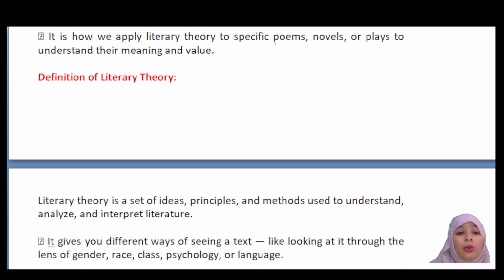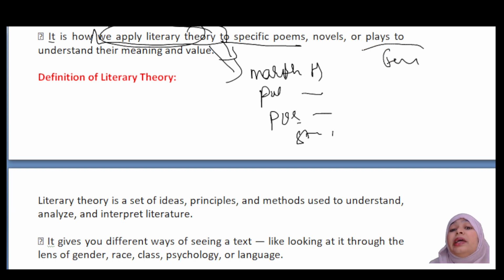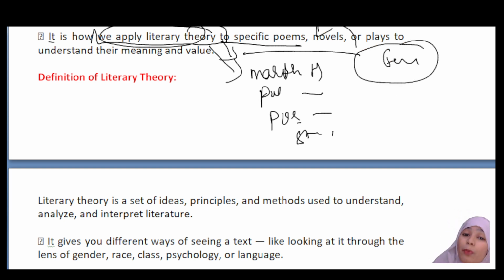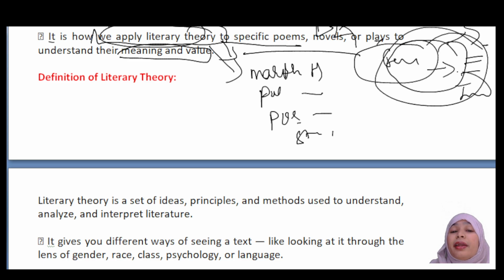Let's come on. So furthermore, how do we apply literary theory to a specific poem? See, I just told you now, this is how we apply. These are the literary theories: Marxist theory, post-colonial theory, structuralism theory, feminist theory. How we apply them on a poem, or novels or plays, to understand the meaning and value. By taking one theory and giving so much study on that particular work and putting it in your own words is called literary criticism.